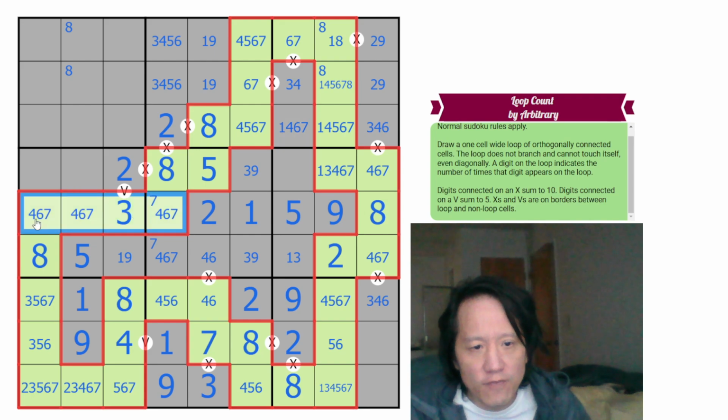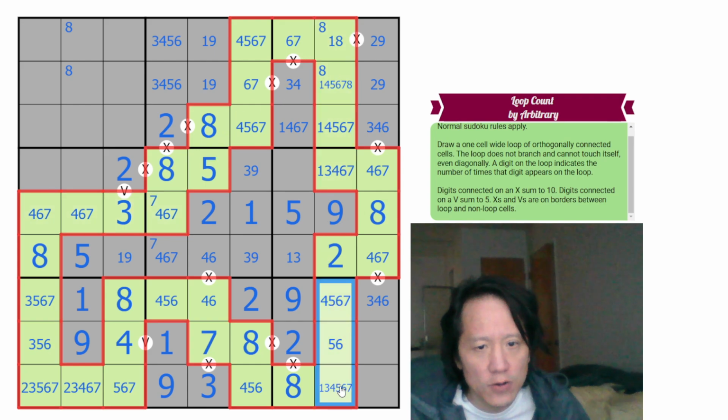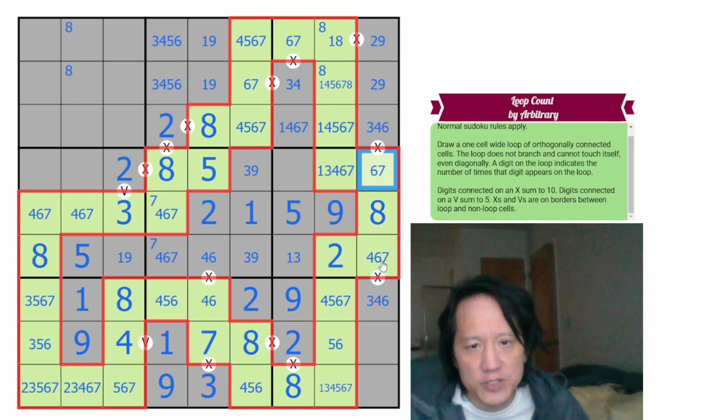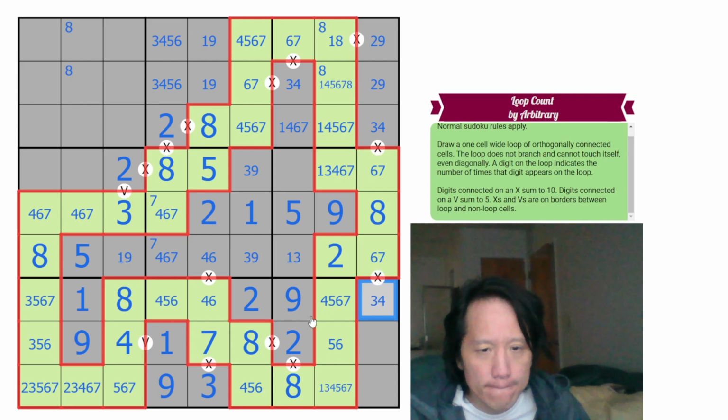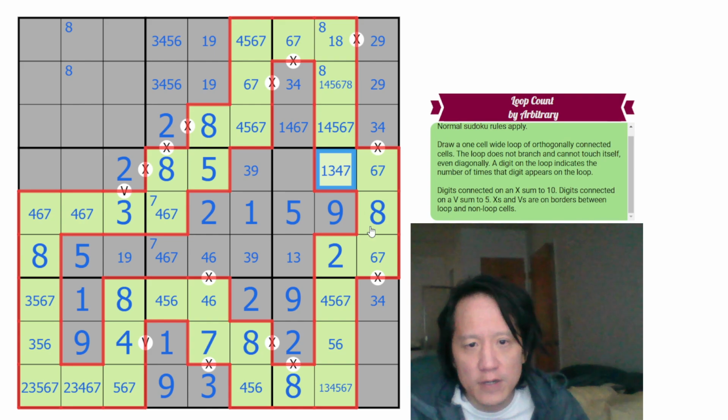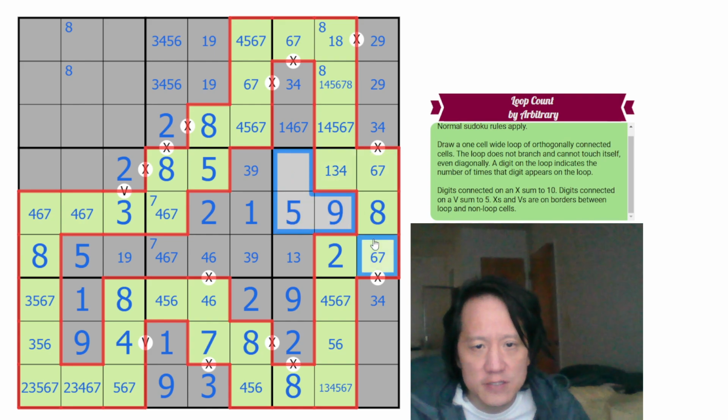We have a 4, 6, 7 here. We know there's a 4 in here, and a 4 here. So one 4 here, two 4s in here, a third 4 here, and a fourth 4 here. Therefore, this cannot be a 4. So this has to be 6 and 7. So this has to be 3 and 4. Therefore, none of the other cells in box 6 can have a 6 or 7. So this is 1 3 4, 1 3 4.